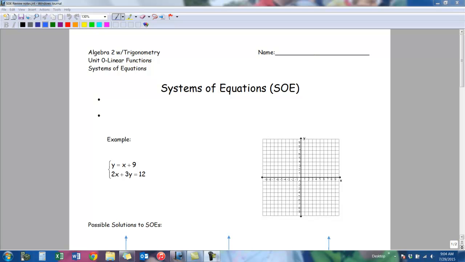Alright, Smith here to review systems of equations. Now, last year in geometry you did quite a bit of systems of equations and we learned a bunch about them in Algebra 1. So let's do a quick review before we get started in Algebra 2.